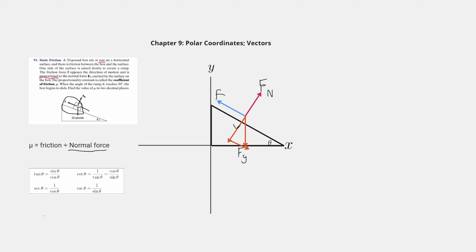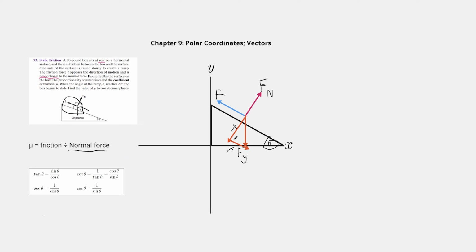Then how do we find this side and this side? Well, we know that theta equals 20 degrees because it says that when the angle of the ramp theta reaches 20 degrees, the box begins to slide. So that is right when we go from static friction to kinetic friction. It's right at that point where the box is at rest before it begins to slide down. This is when geometry comes into play.